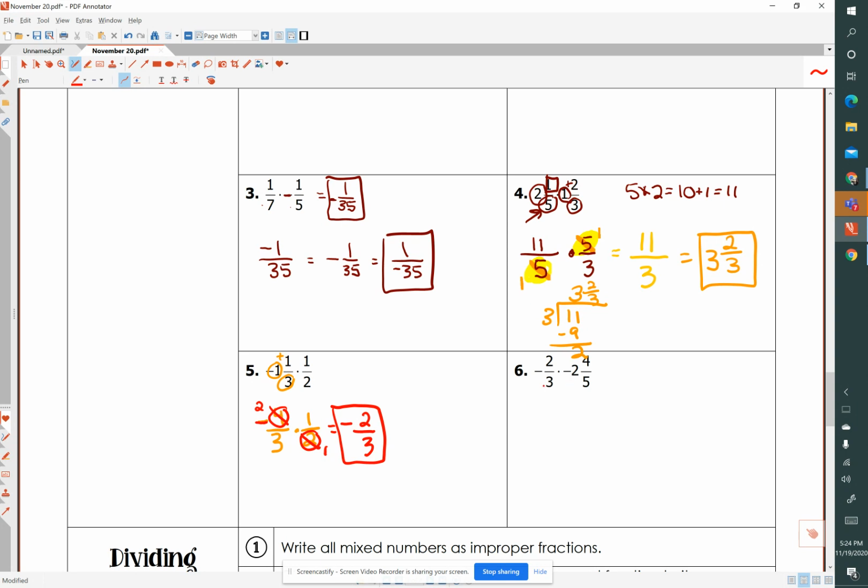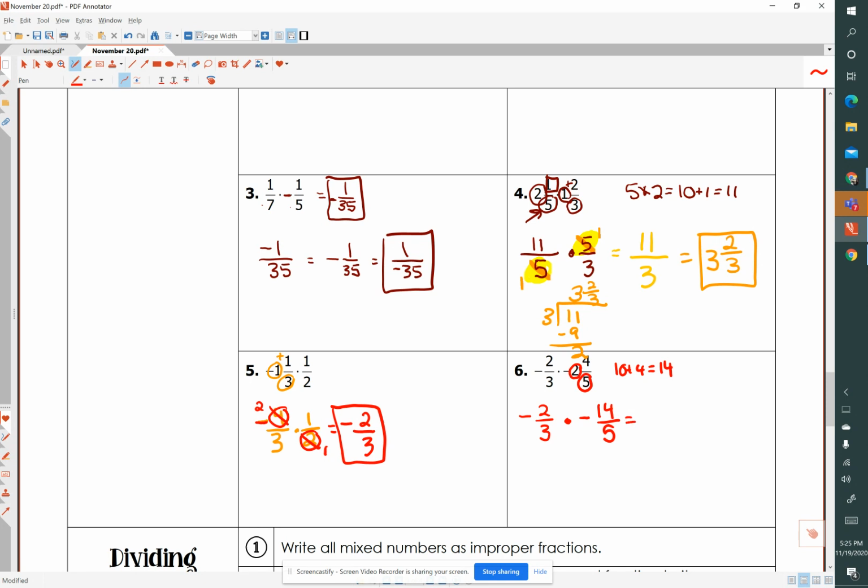So here, our first number, -2/3, is ready to go. But here we will turn this -2 4/5 into an improper fraction. So 5 times 2 is 10. And then we add the 4 to get 14. And that's our new numerator. And again, this is negative. So -14/5. Now, there's nothing we can do to simplify this. 2 and 5 are not factors and multiples of each other, nor are 3 and 14.